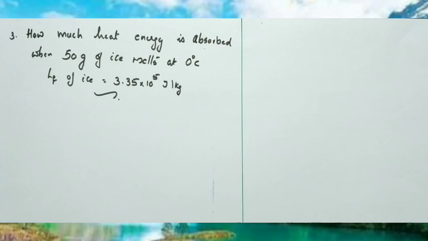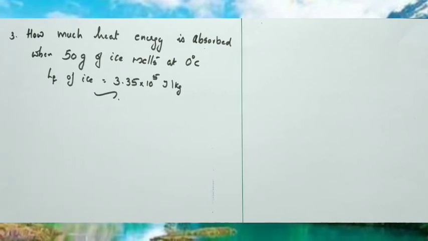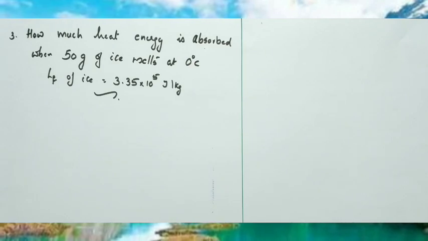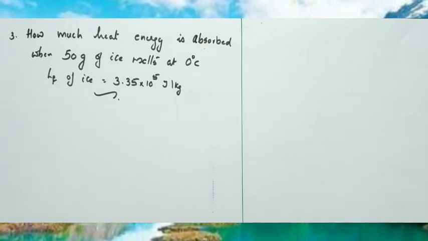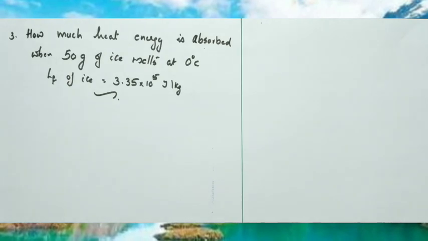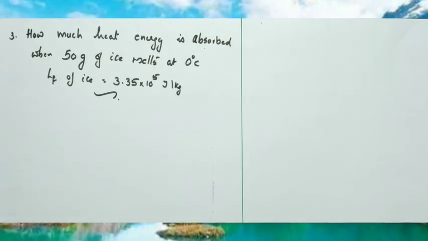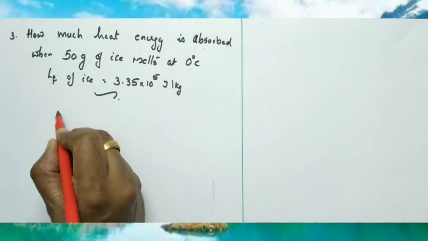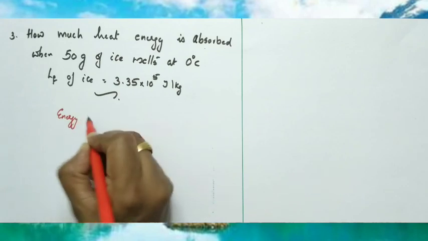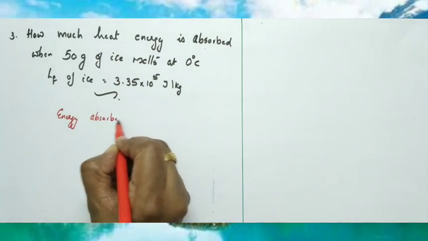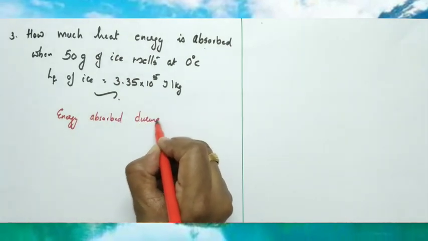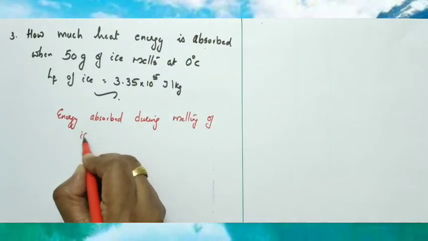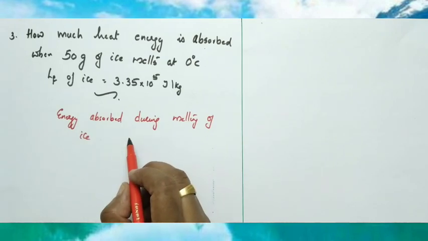Now, third question: how much heat energy is absorbed when 50 gram of ice melts at 0 degrees Celsius? Latent heat of fusion of ice is 3.35 into 10 raised to 5 joule per kilogram. So the quantity of heat energy absorbed during melting of ice is... Melting of ice means ice gets converted to water at 0 degrees Celsius.